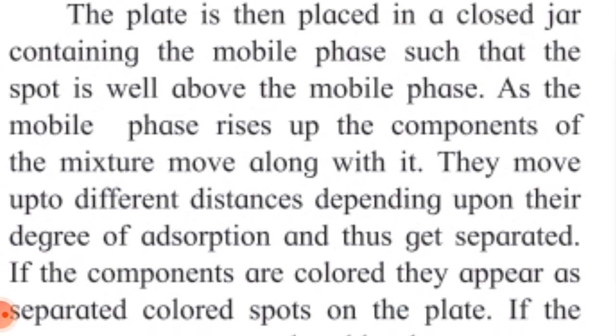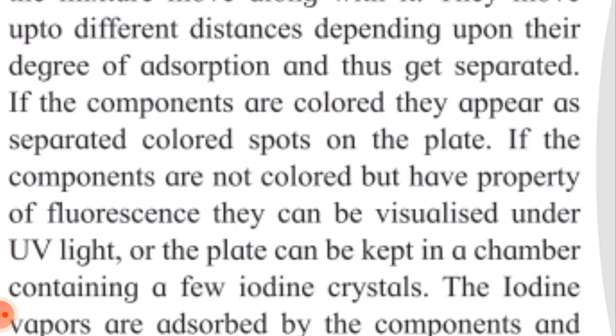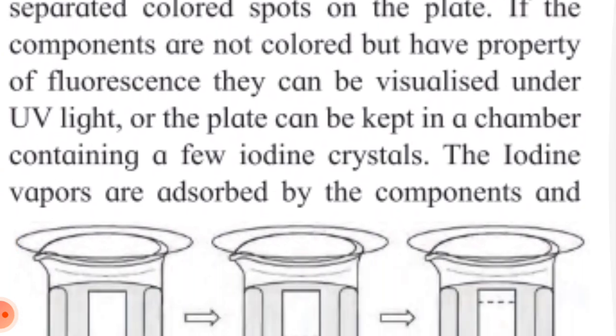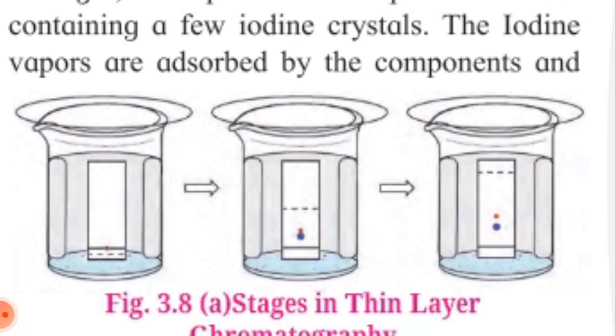The plate is then placed in a closed jar containing the mobile phase such that the spot is well above the mobile phase. As the mobile phase rises up, the components of the mixture move along with it. They move up to different distances depending upon their degree of adsorption and thus get separated. If the components are colored, they appear as separated colored spots on the plate. If the components are not colored but have the property of fluorescence, they can be visualized under UV light, or the plate can be kept in a chamber containing a few iodine crystals. The iodine vapors are absorbed by the components.